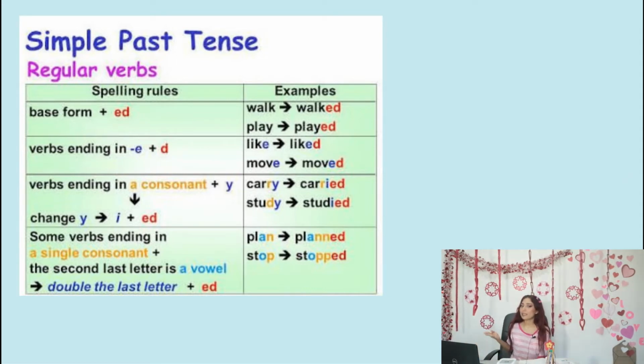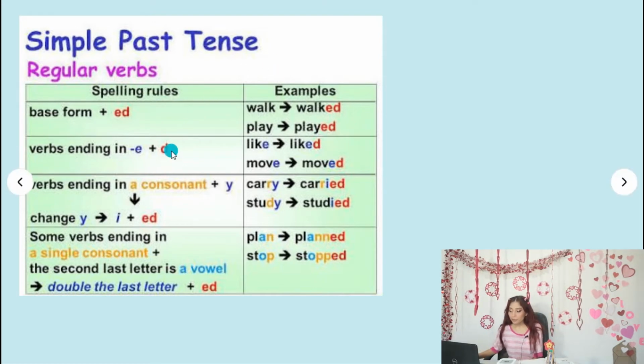So what happens if the verb already ends with e? You are going to write only the D. You are not going to write another E. You just add a D, okay? We are not going to add another E, we would only add the D.